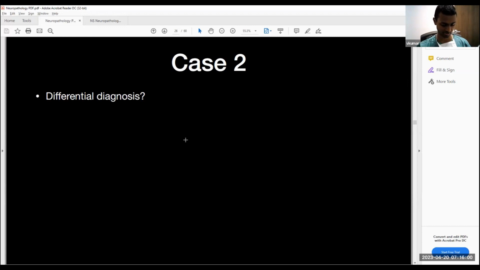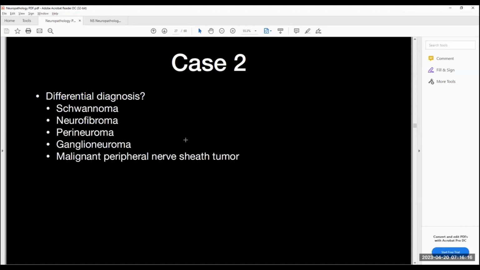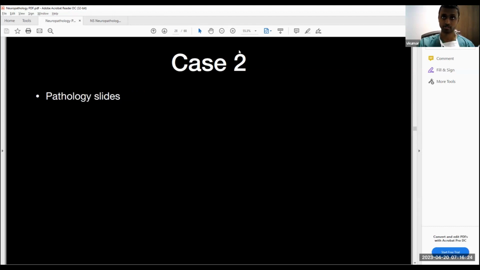So what would your differential diagnosis be here? I would think about nerve sheath tumors. I would think about schwannomas, neurofibromas would be the highest two on my differential for nerve sheath tumors. Awesome. Yeah, there are a couple other differentials as well, but yeah, good job. That's probably the most common ones. Let me pull up the pathology slides.